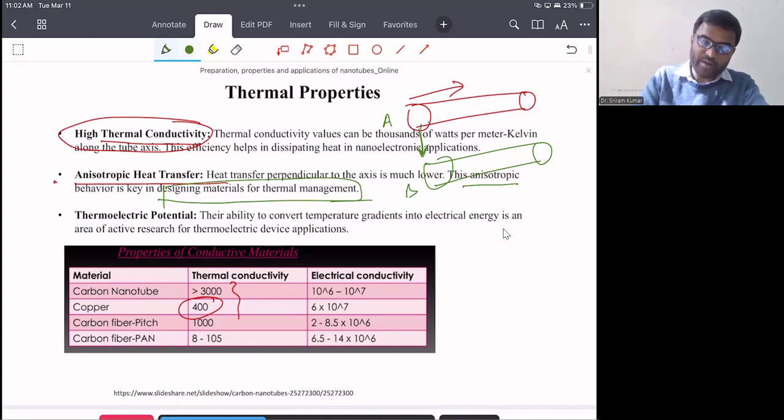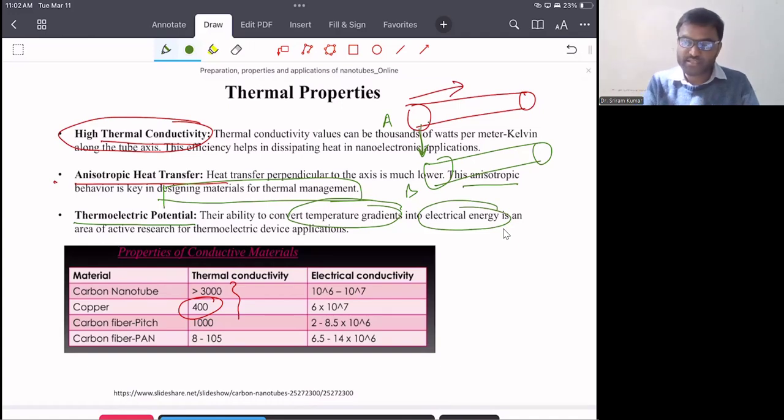And the third important point is the thermoelectric potential. So if you heat up the CNT, what happens? That converts the temperature gradient into electrical energy. And based on that electrical energy, we can make thermoelectric devices. Because CNT converts the temperature gradient in the CNT into an electrical gradient, maybe the current or maybe the potential difference, and based on that, we can use it in thermoelectric devices.